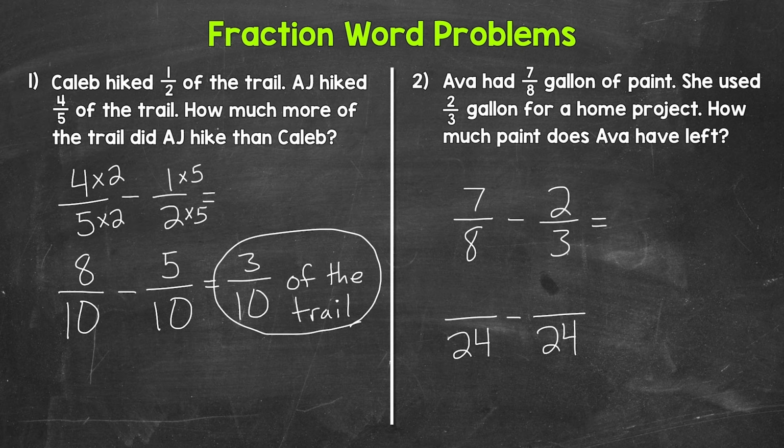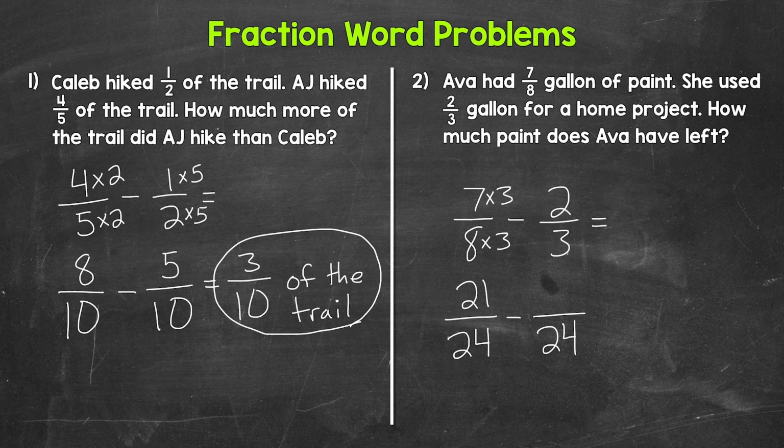We'll start with 7/8. We know that 8 times 3 gives us that denominator of 24. That means we need to multiply the numerator by 3 as well in order to keep this equivalent. 7 times 3 gives us 21. So 21/24 is our renamed fraction.